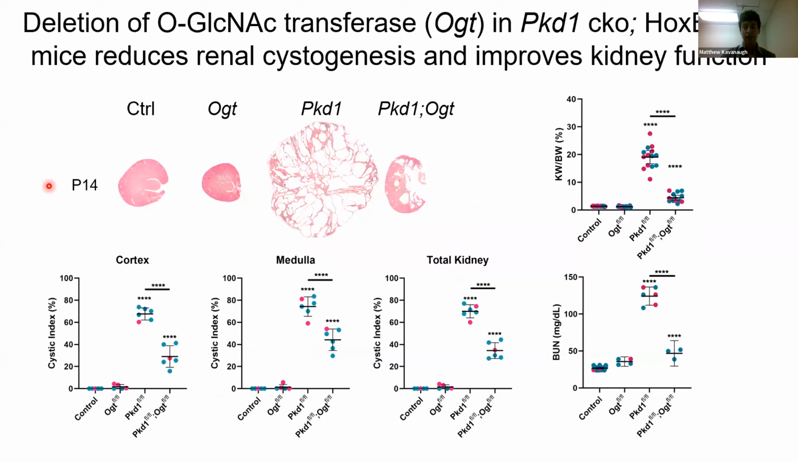By postnatal day 14, we can see by the histology here that there is a significant increase in cystogenesis in our PKD1 knockout, but that is significantly less severe in our PKD1 OGT double knockout. These beneficial changes are reflected in reductions in cystic index found below, kidney weight to body weight ratios on the right, as well as blood urea nitrogen as a marker for kidney function in the lower right.